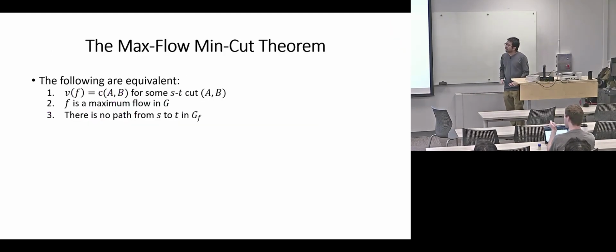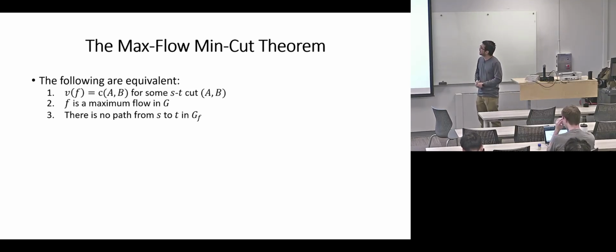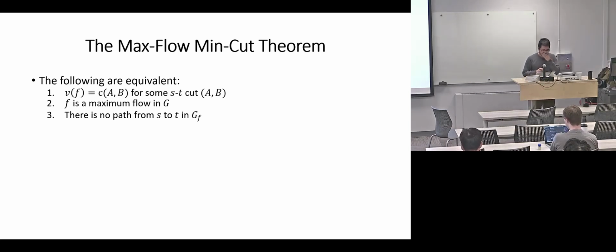So now here is the famous theorem. We are ready to prove it. That's kind of the starting point of the whole area called combinatorial optimization. It's the Max-flow Min-cut theorem. It says this: the three statements are equivalent.